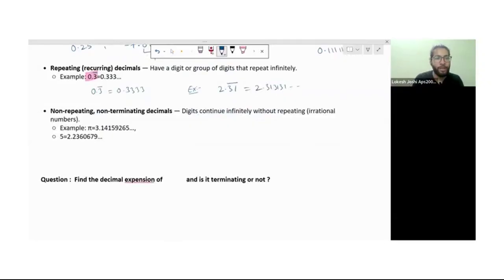After that we have non-repeating non-terminating decimals, which means the value after the decimal is not finite but it does not repeat either. Digits continue infinitely without repeating and generally they are irrational numbers. Some examples are also there. Pi is equal to 3.14159265. We can check that we have 1 there but it does not repeat in any specific pattern; 1 is also there but after that we don't have it.